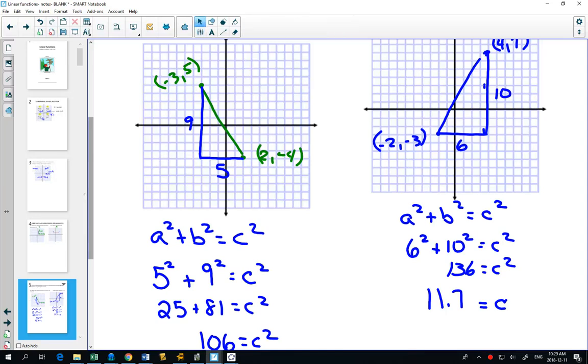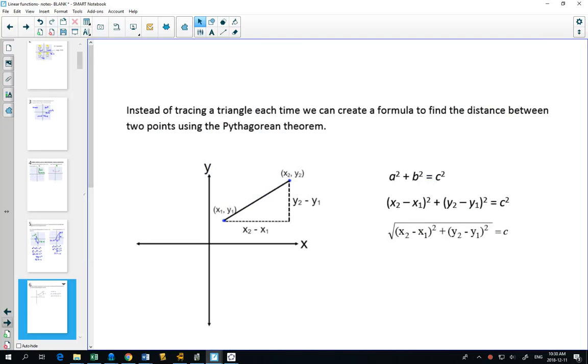So, in order to find the distance between 2 points, we could always do this. We could draw a graph, draw the points, and make a triangle. However, sometimes in mathematics, we find that always drawing a picture takes up a lot of room. Could there be a faster way? Could we make a formula for this using this idea? And so the next part that we're going to look at is how to make a distance formula.